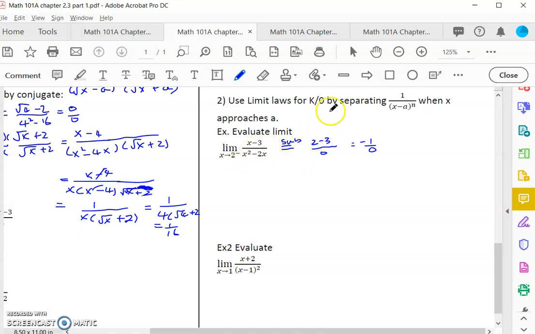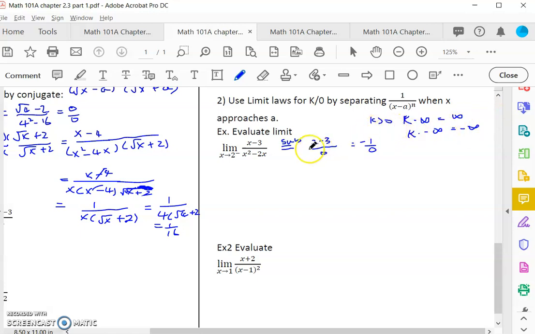The strategy is to separate a 1 over (x minus a) to the n from the rest of the function. This is based on the fact that if I have one number, k, k times infinity is still infinity, and k times negative infinity is still negative infinity. In this case, k is positive. Now, if k is negative, then a negative k times infinity will be negative infinity. If k is negative, then we have the reverse.